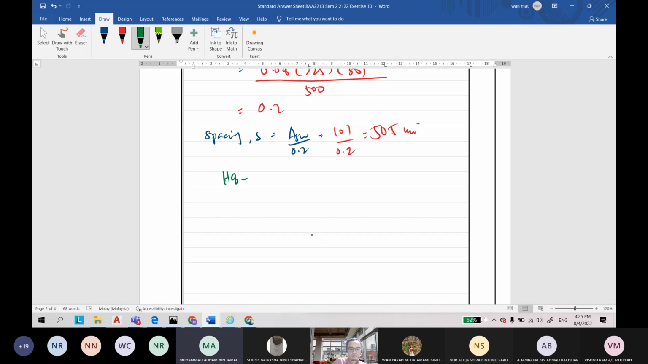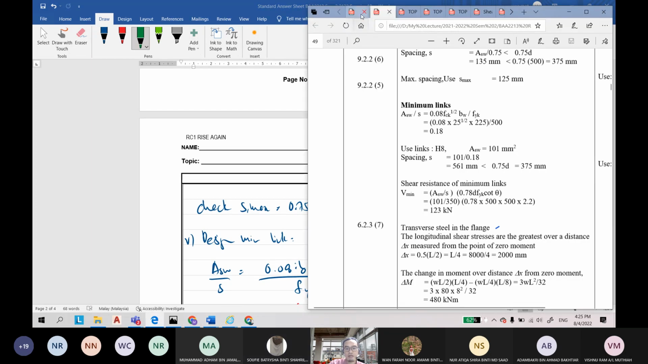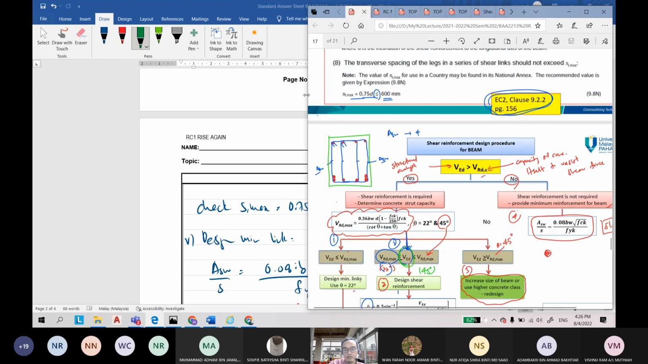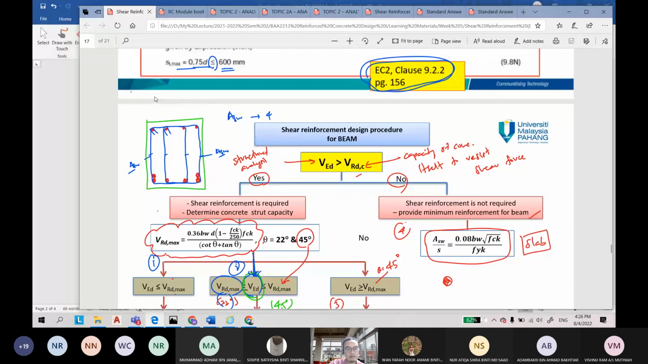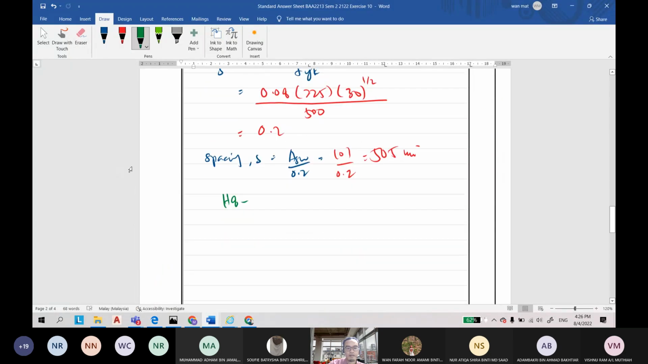H8, 375. 375, okay, because 375 is the maximum according to the clause here. So we can use 375 or a lower value. So 375 mm center to center, because it still does not reach the limit. It is still equal to S maximum, so okay.